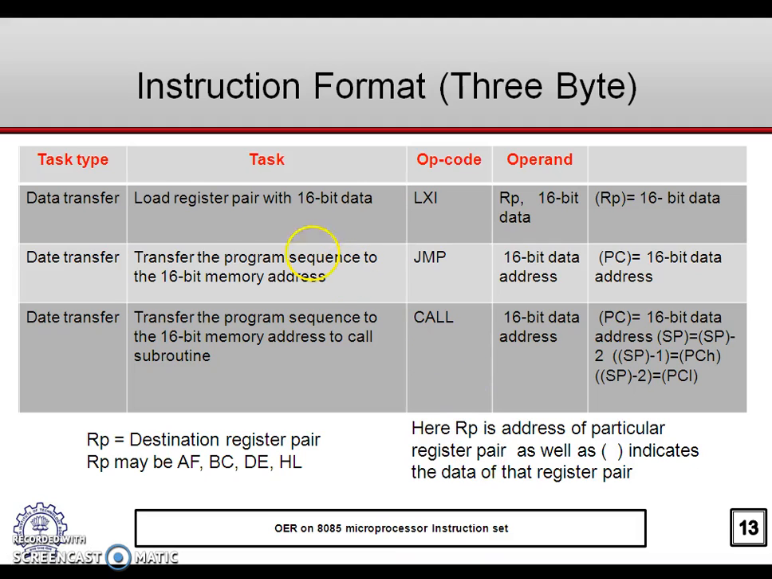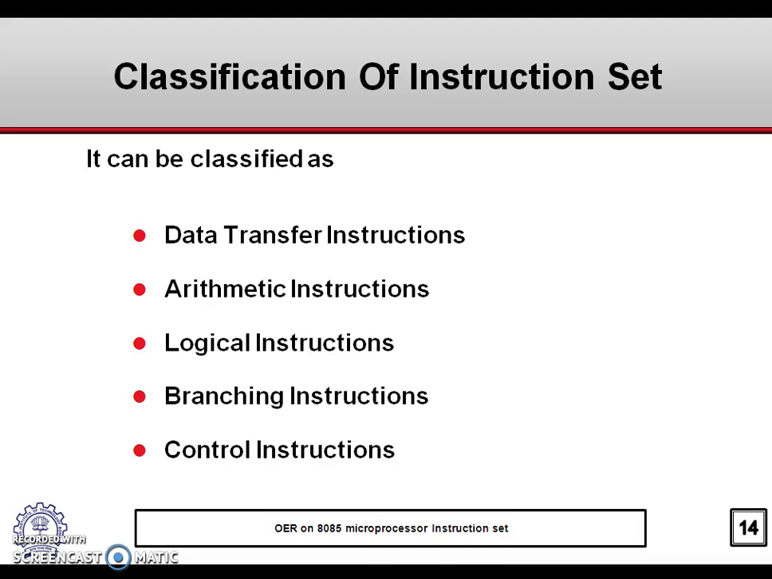Instruction format, 3 bytes. So here 3 byte instruction may be data transfers, and here opcode and operands are shown, and meaning of RP, RD, etc. is shown. When we learn different instructions of different classification, it will be more clear.